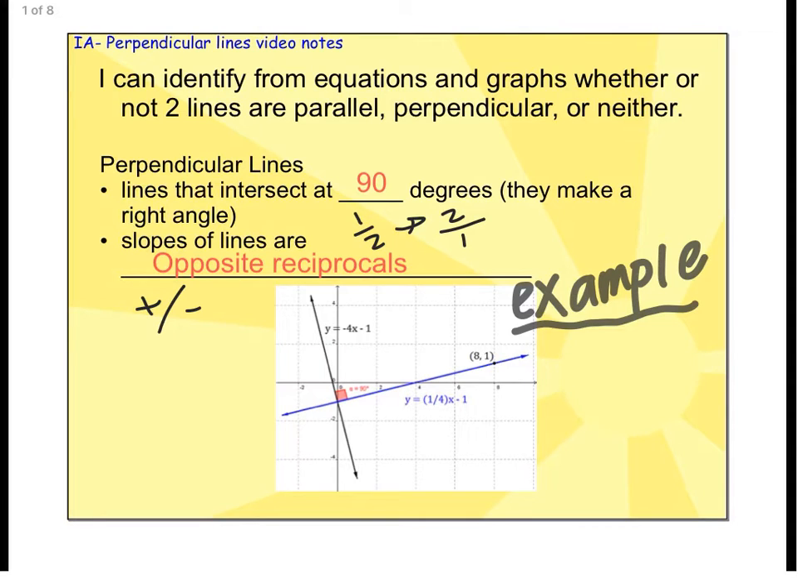In the graph, you can see here that the slope is -4 for the one line, and this one is 1/4. So these are opposite in sign because one is negative and one's positive, and then they are reciprocals. So 4 would be the reciprocal of 1/4.